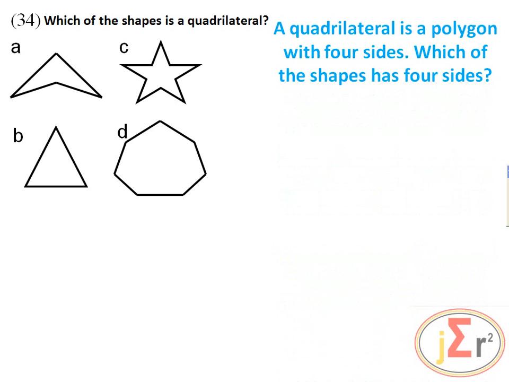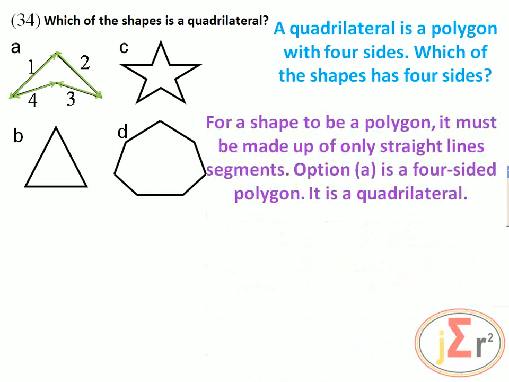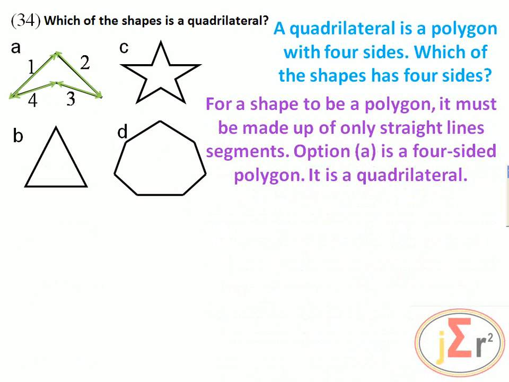Which of the shapes has 4 sides? 2, 3, 4. For a shape to be a polygon, it must be made up of only straight line segments. Option A is a 4-sided polygon. It is a quadrilateral. So option A is the correct answer.